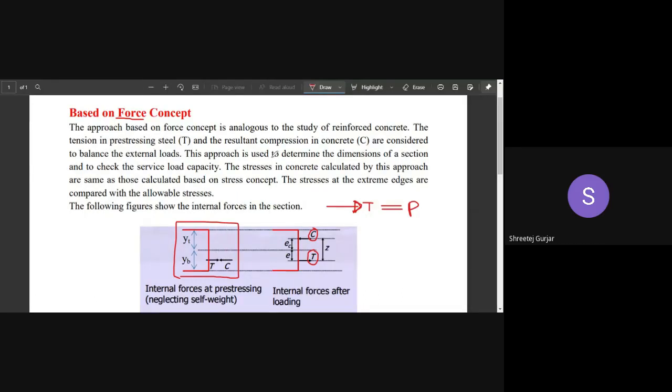This approach is used to determine the dimensions of a section and to check the service load capacity. That is, we can analyze how much load, the live load carrying capacity, the section can carry using this method. The stresses in concrete calculated by this approach are the same as those calculated based on the stress concept. This is very interesting.